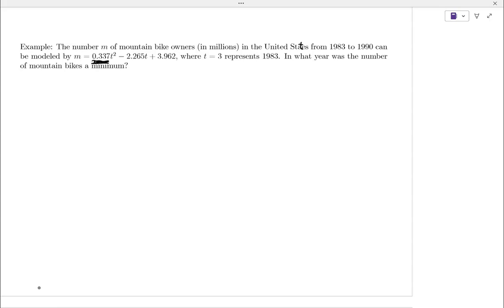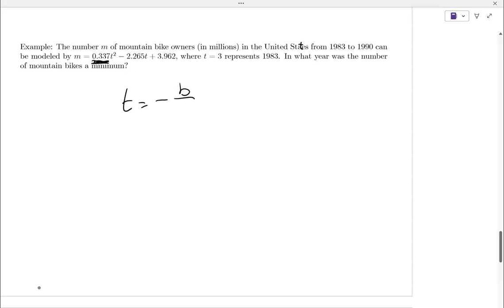What is it asking for? Is this problem asking you for an input value or an output value? An input. How do you know it's an input? So what are the inputs here? Time, it's years, right? The outputs are the number of mountain bikes, right? So it's asking in what year, so it's asking me the input. It's asking me the x-coordinate, right? So how do we find the year that corresponds to that?